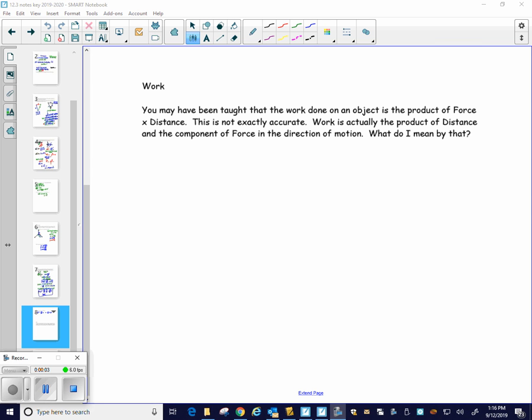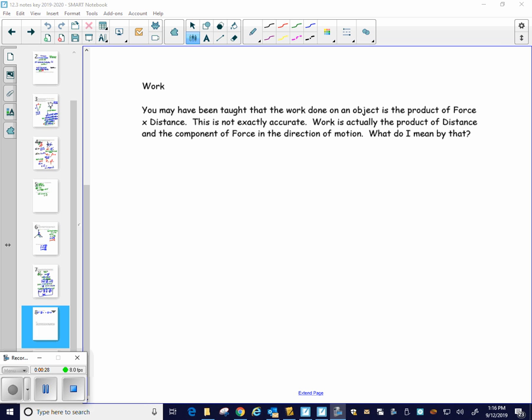Okay, finishing up the dot product. One of the applications for using the dot product is work. And it says here you may have been taught that the work done on an object is the product of force times distance, and it is. It's not exactly accurate. Work is actually the product of the distance and the component of force in the direction of motion. So what do we mean by that?